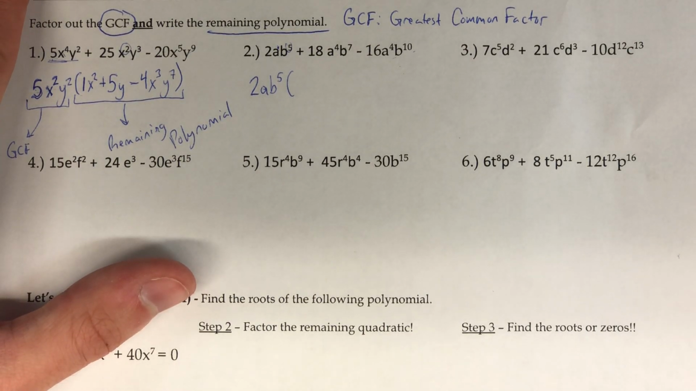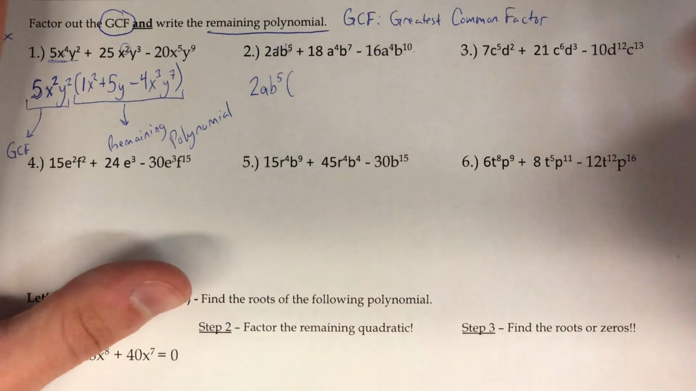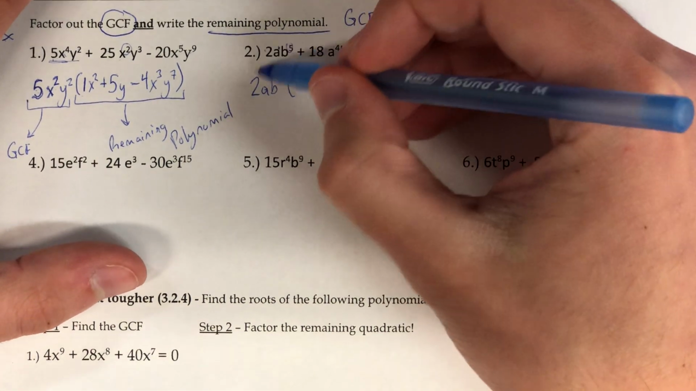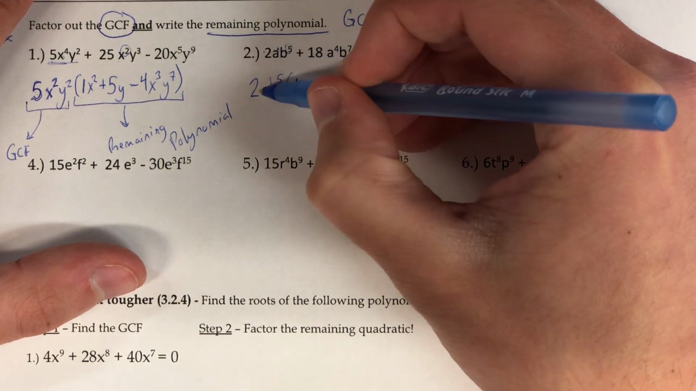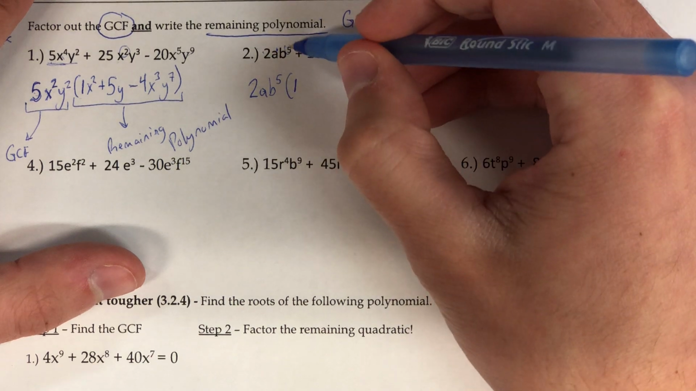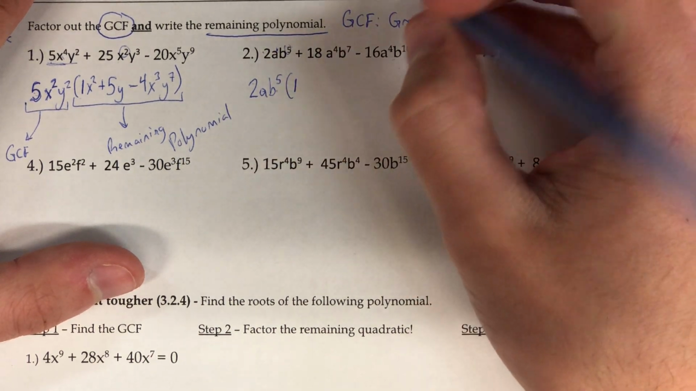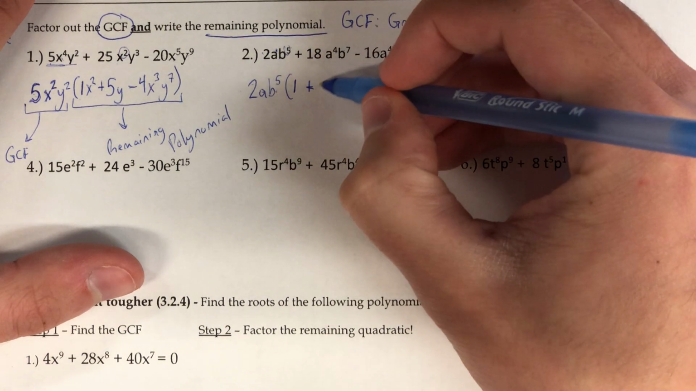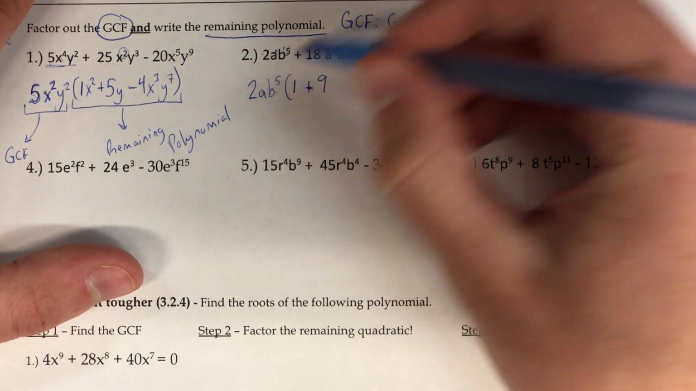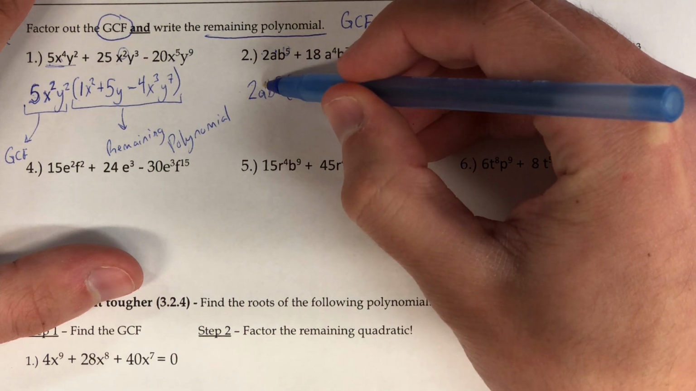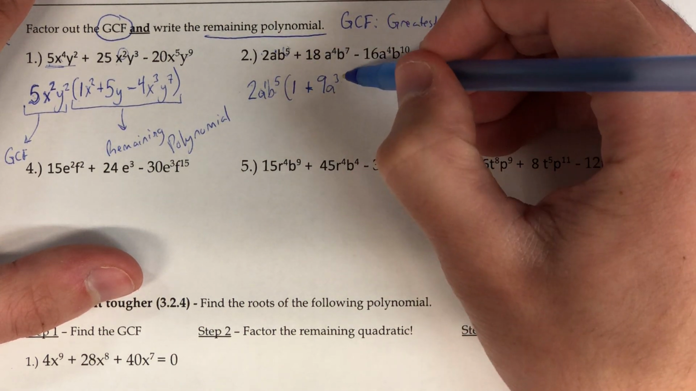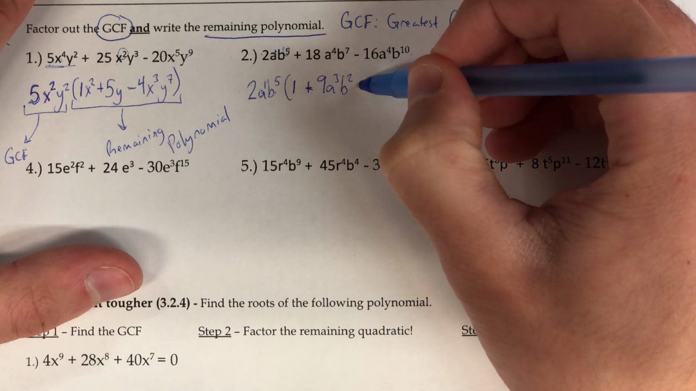Next, I determine my remaining polynomial by dividing each term by my GCF. So again, this process is called factoring out the GCF. So 2 divided by 2 is 1. A divided by a cancels to 1. B to the fifth divided by b to the fifth again cancels to 1, so we're just left with 1 there. 18 divided by 2 is 9. A to the fourth divided by a to the third, so again, subtract those exponents. 4 minus 1 is 3, so I have a to the third. 7 minus 5 is 2, so I have b squared.